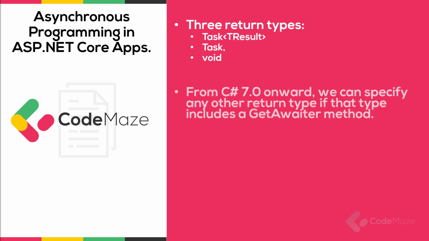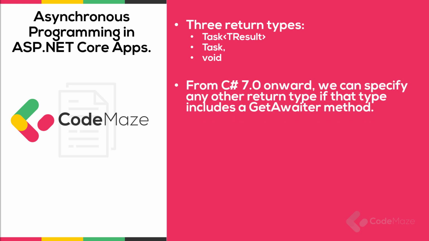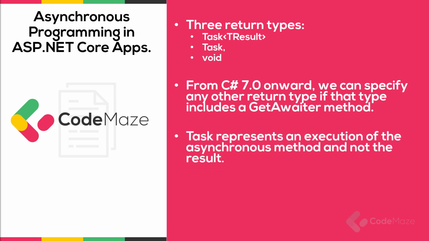From C# 7.0 and onward, we can specify any other return type if that type includes a GetAwaiter method. It is very important to understand that Task represents an execution of the asynchronous method and not the result. The Task has several properties that indicate whether the operation was completed successfully or not. With these properties, we can track the flow of our async operations. This is also called the task-based asynchronous pattern, or TAP.